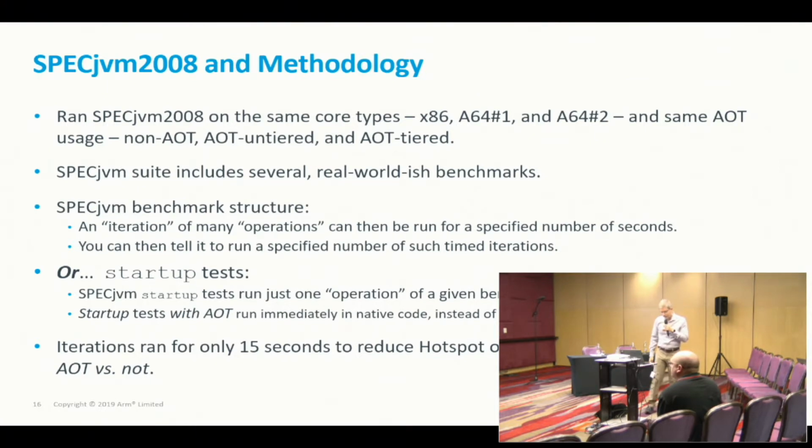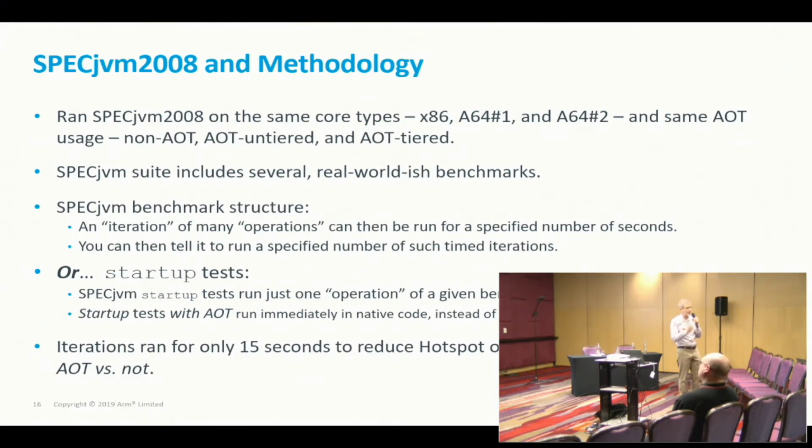Now, there are two ways you can run SpecJVM. The normal way, let me describe how such a test works. The normal way is it has a bunch of operations, as they call them. Operations are fairly small pieces of code, okay? And you can string these operations together into what they call iterations. And then the iterations you can keep running for any specified amount of time. You specify how long you want to run them.